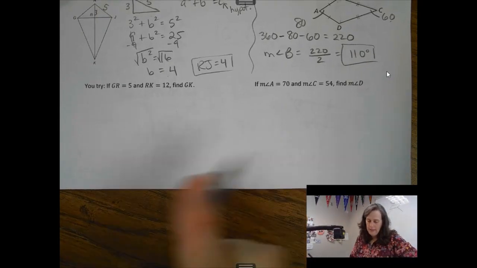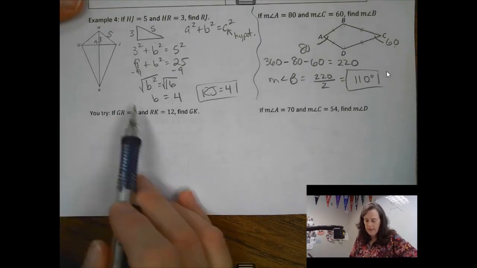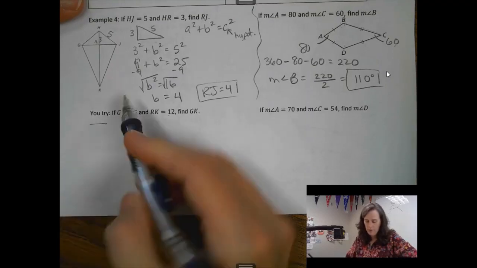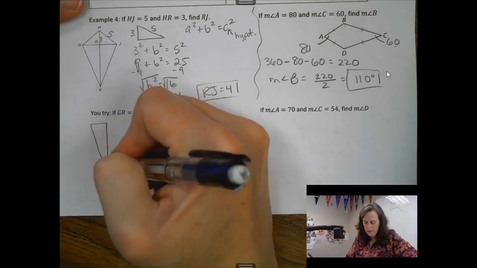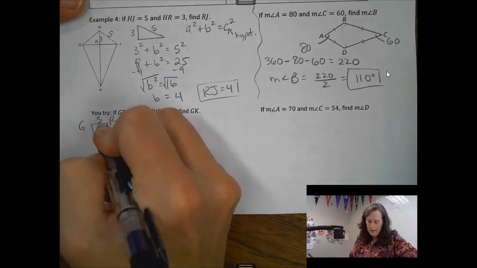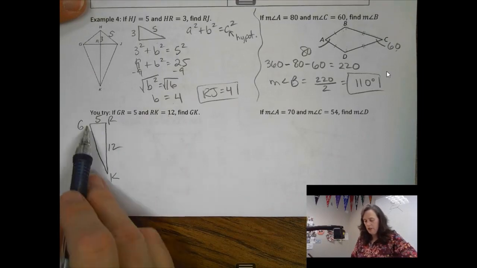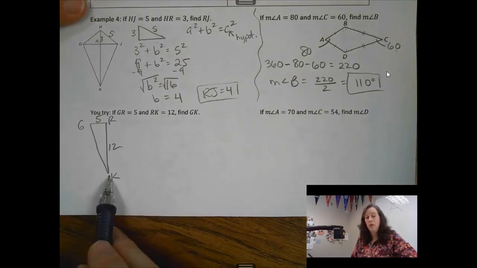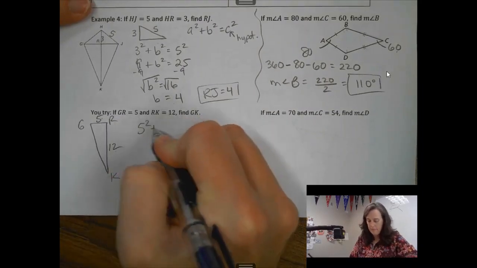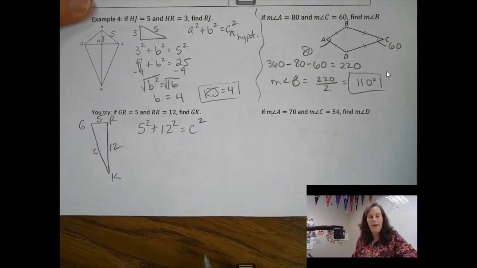All right, let's see. If GR equals 5, so I guess we're looking up here. GR is 5 and RK is 12. Oh, this says big long one. I'm going to draw him here. GRK. GR is 5. RK is 12. How do we find GK? So GK is the hypotenuse. He's the longest one. This time I know a squared and b squared. And c is this longest side, the hypotenuse.